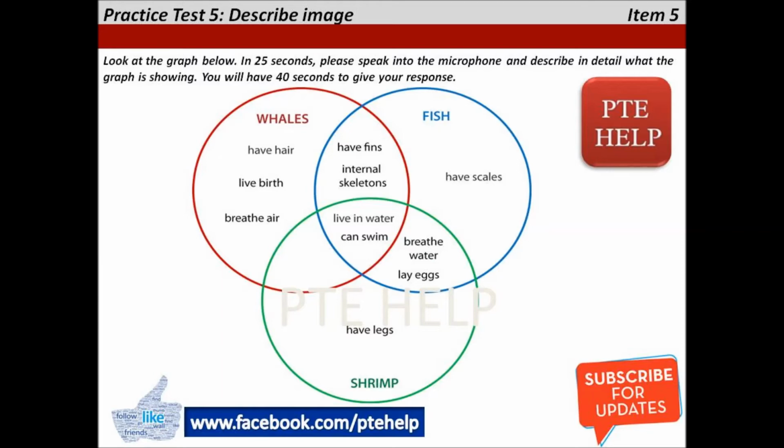In contrast, both whales and fish have fins and internal skeletons, but shrimps don't. It is noticed that shrimps have legs, whereas fish have scales, and whales have hair. Whales are also the mammals which give birth to young ones and breathe air to live.